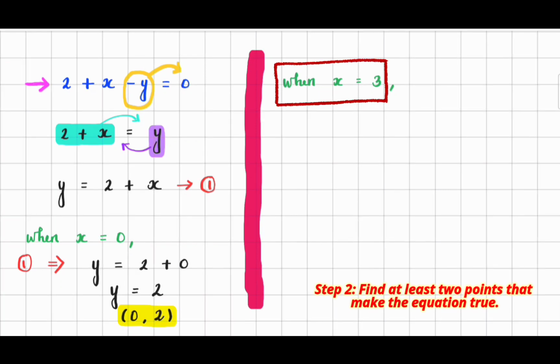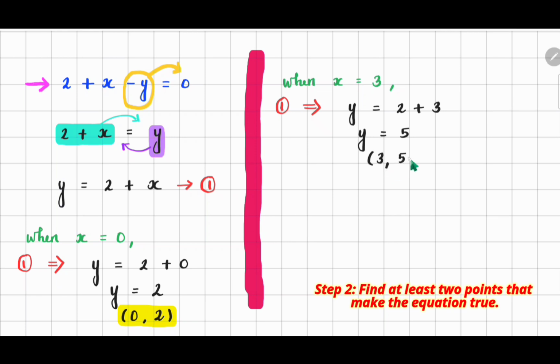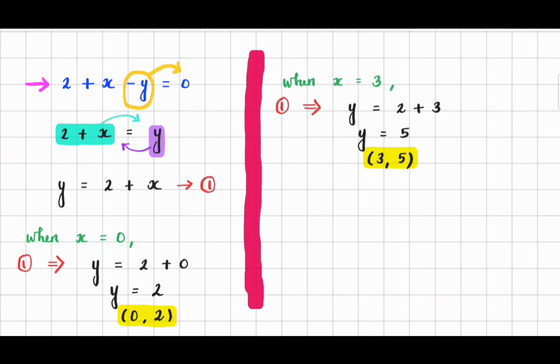Then if we put 3 in place of x in equation 1, it becomes y equals 2 plus 3. So we have y equals 5. So our second point is 3, 5. The points 0, 2 and 3, 5 make equation 1 true. We found the points, so let's move on to step 3. Graph the 2 points.